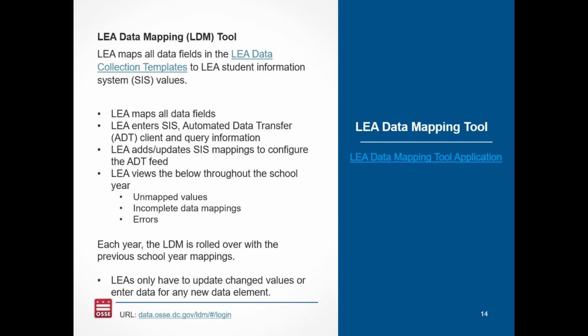So you have the LEA data collection template. That's wonderful. You've gone through it. You understand the data elements. Now what? So before the start of the school year, if you have switched to a different student information system, or OSSE has issued new data fields to collect for the new academic year, which is highlighted in that data collection template in yellow, those items would need to be mapped in our application called the LEA Data Mapping. We refer to it as a tool, but it's called the LEA Data Mapping application or tool.